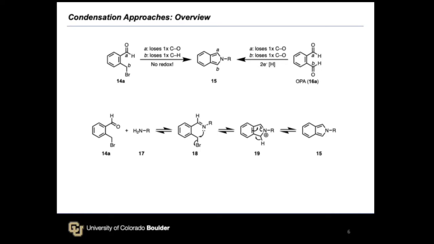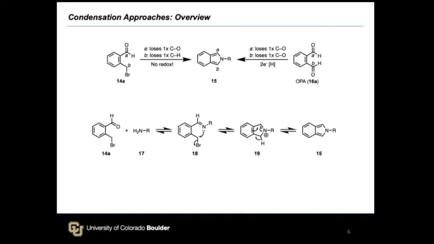Condensations that are used to make isoindoles typically involve the reaction of a primary amine with an ortho-disubstituted benzene that has 2 electrophilic sites. Generally, these electrophilic centers are one of 2 types. You can have an aldehyde or a ketone, that's type 1, and then type 2 is a bromomethyl group.